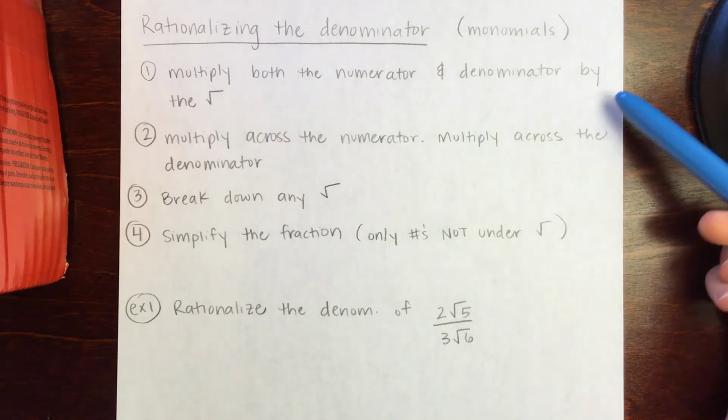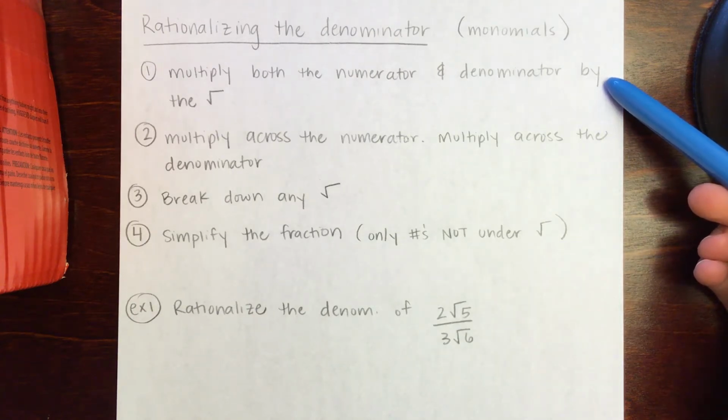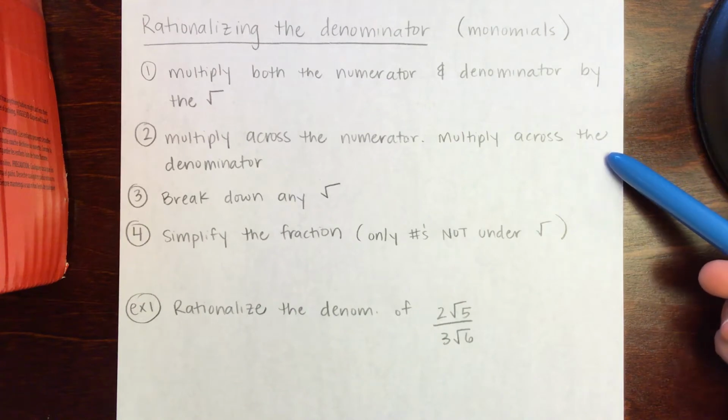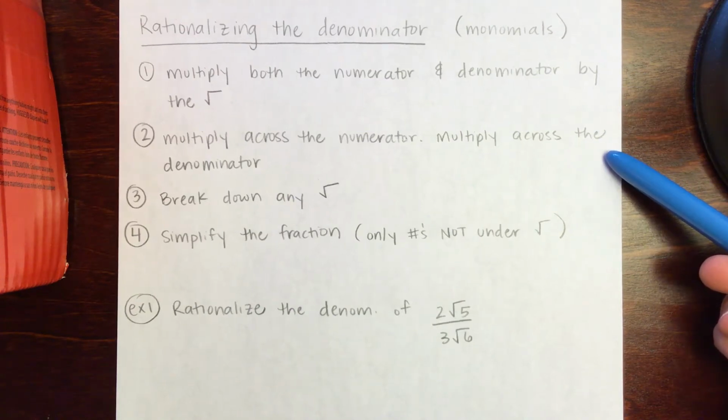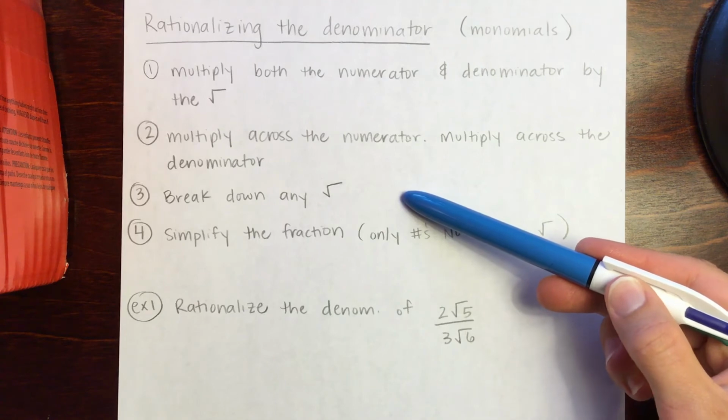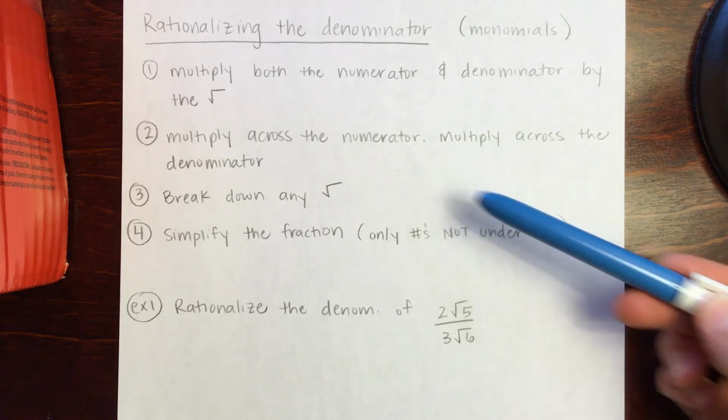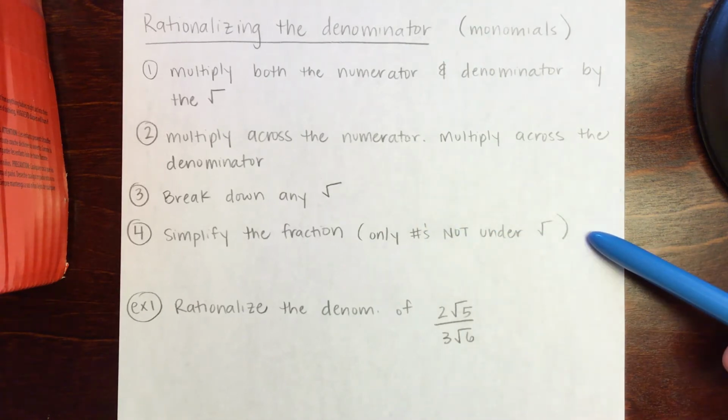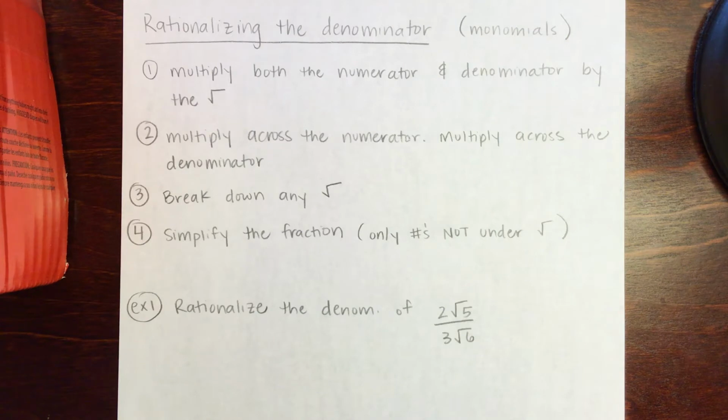Multiply both the top and the bottom of your fraction by your problem square root. Multiply across the top, multiply across the bottom. Break down any square roots that you need to, and then simplify your fraction. At this point, you're only simplifying the numbers that are not part of your square root. Let's do an example. It sounds a little confusing, but it's not terrible when you see it.